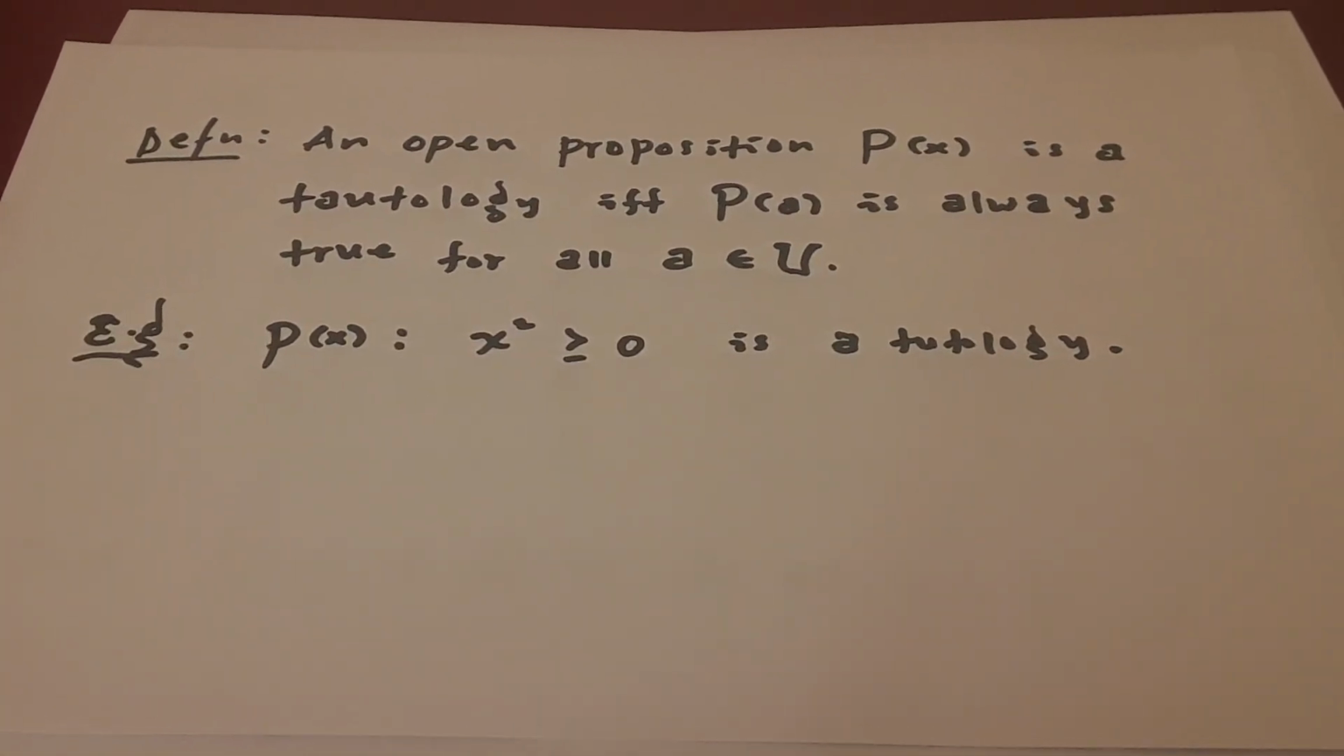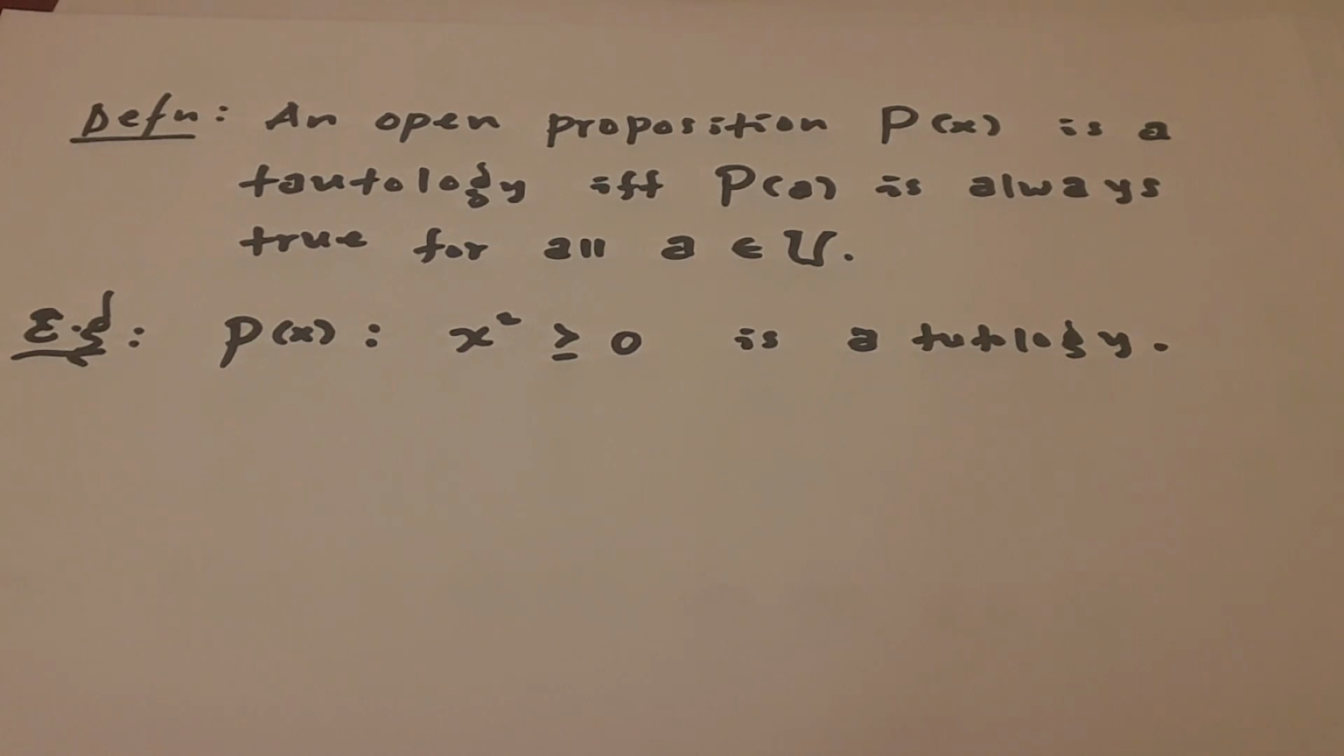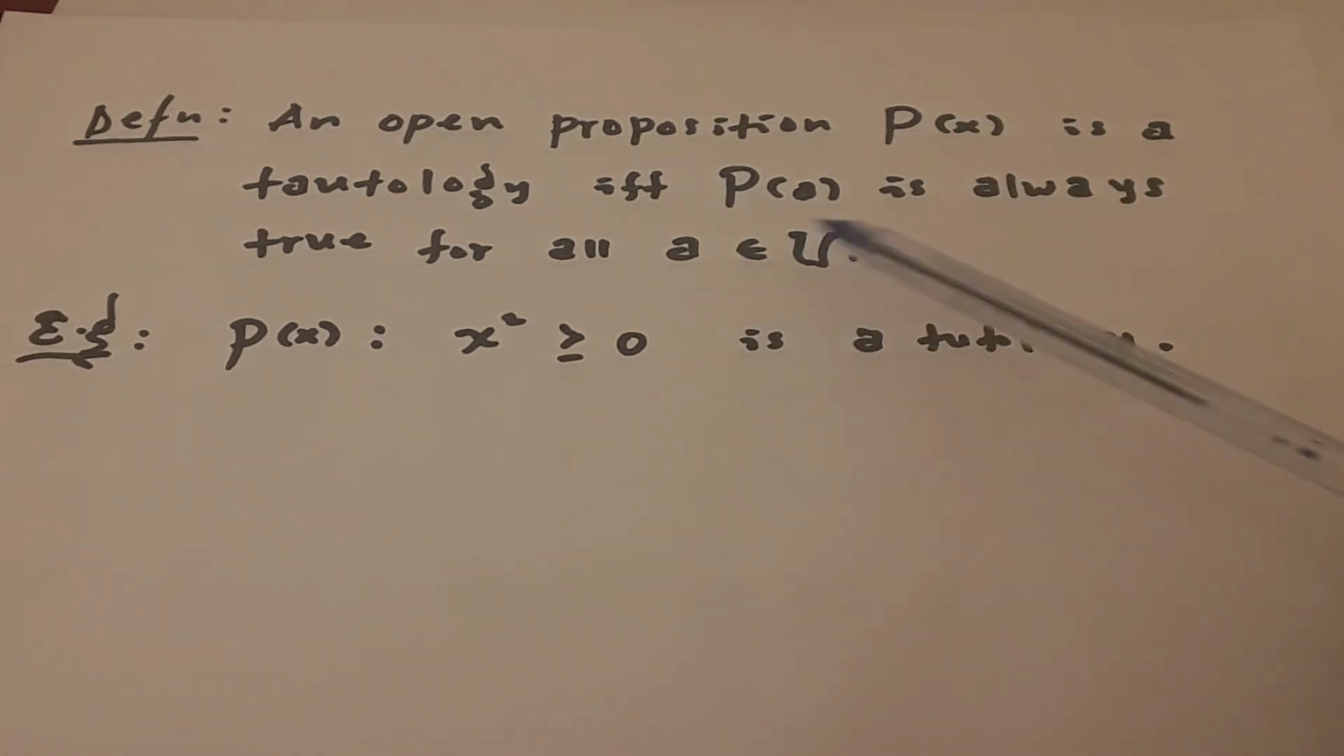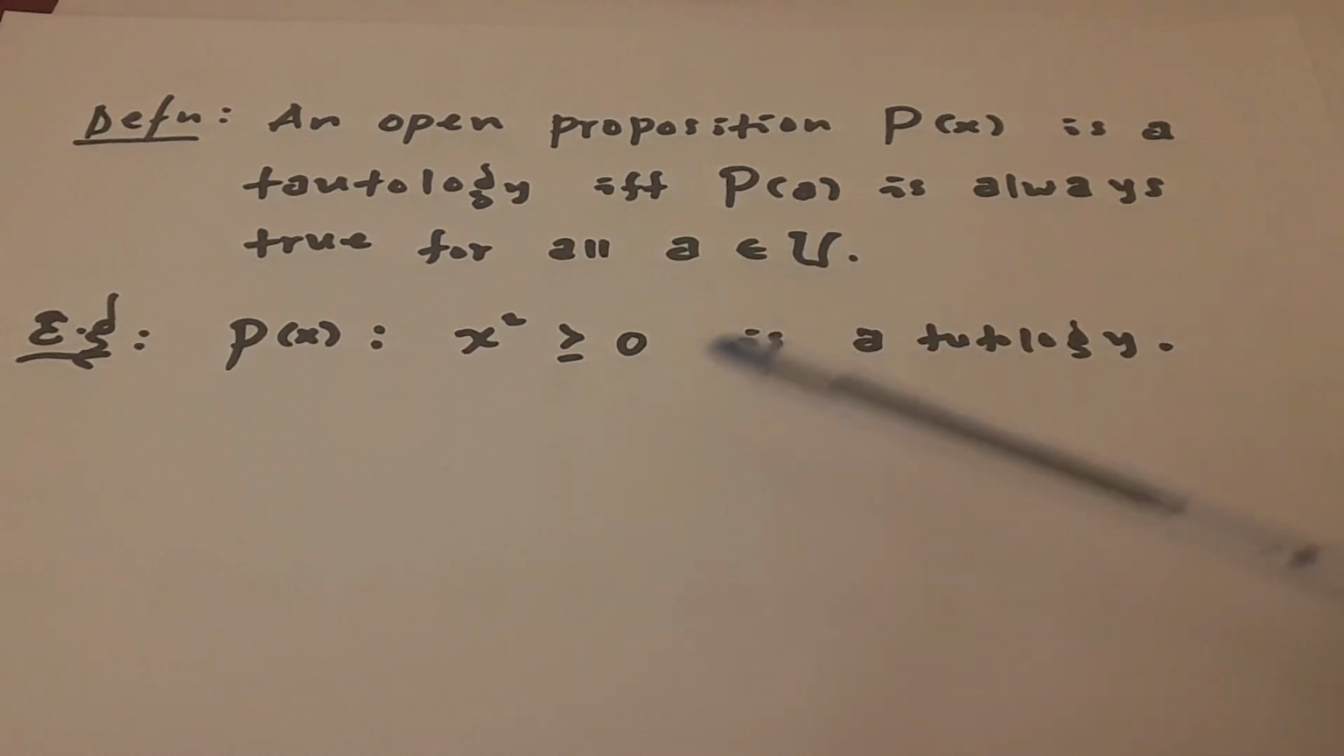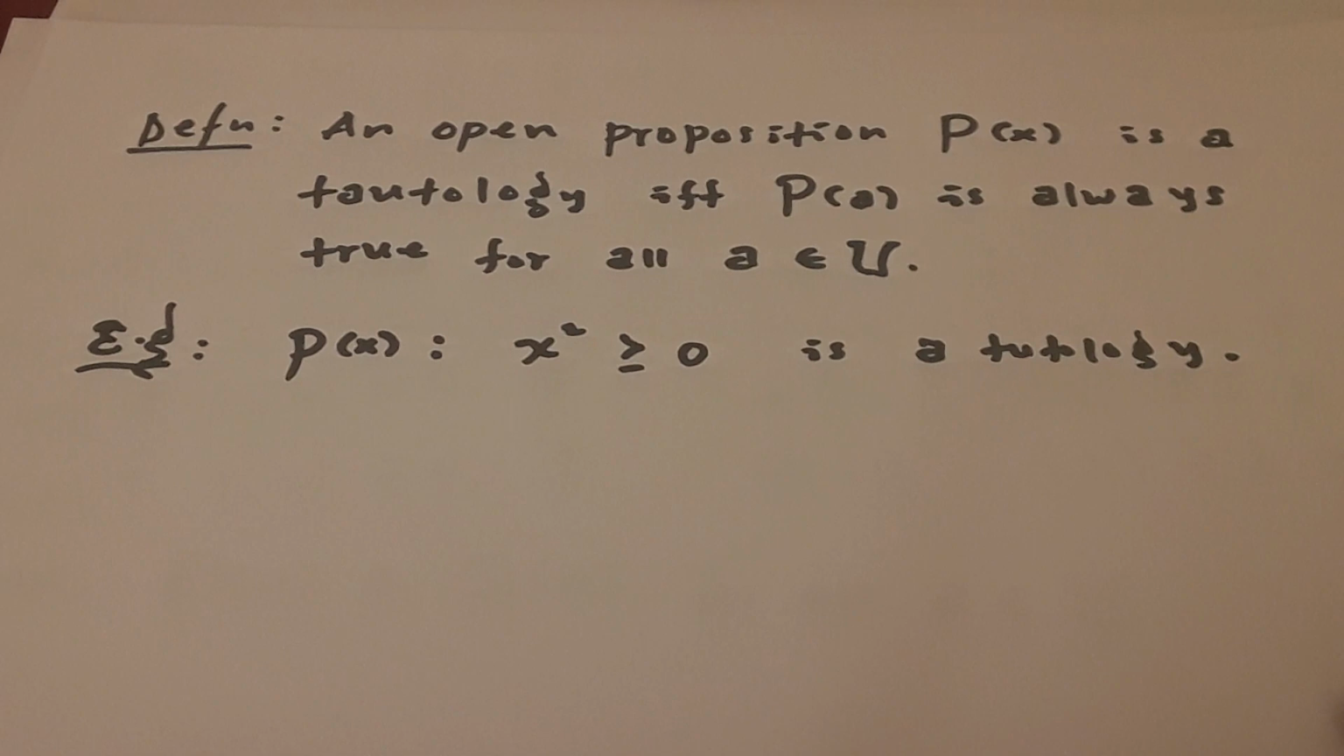Again, we have a definition. An open proposition P of x is a tautology if P of A is always true for all A in U, that is, for all A in the universal set. If P of A is always true, we call this open proposition a tautology.